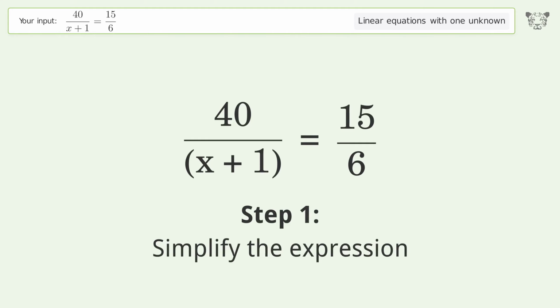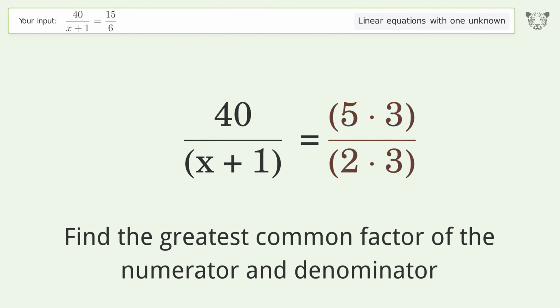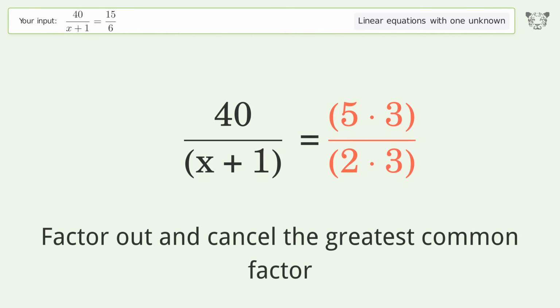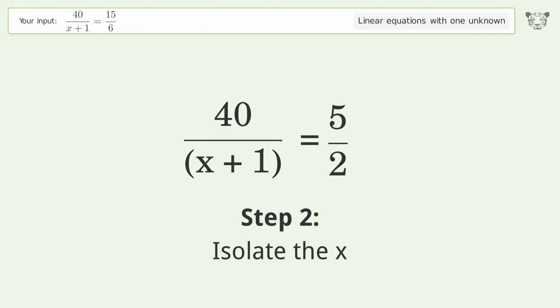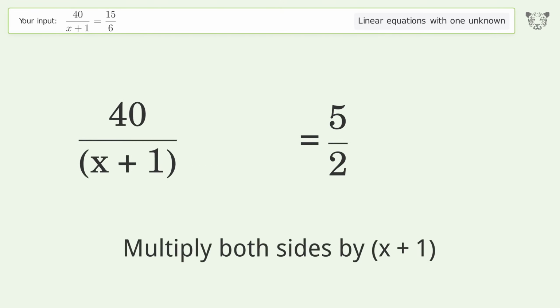Simplify the expression. Find the greatest common factor of the numerator and denominator. Factor out and cancel the greatest common factor. Isolate the x. Multiply both sides by x plus 1.